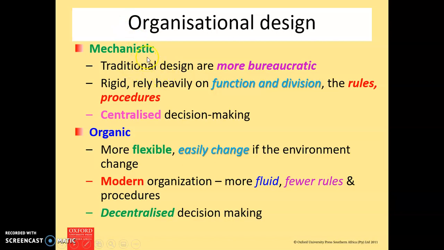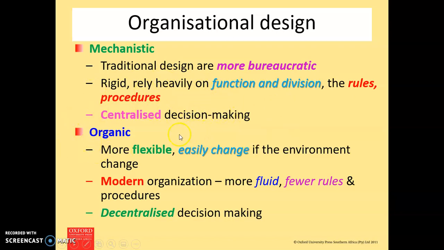So a mechanistic organization is characterized by traditional designs, which are more bureaucratic. The mechanistic organization is also rigid, relying heavily on functions and divisions, rules and procedures. In order to differentiate between mechanistic and organic styles of organizations, mechanistic organizations rely more on rules and procedures. Their rules and procedures are considered rigid. They are not flexible. So rules and procedures are part of mechanistic design. Their decision making is also more centralized, because normally mechanistic organizations have a huge number of employees, so their decision making is more centralized.